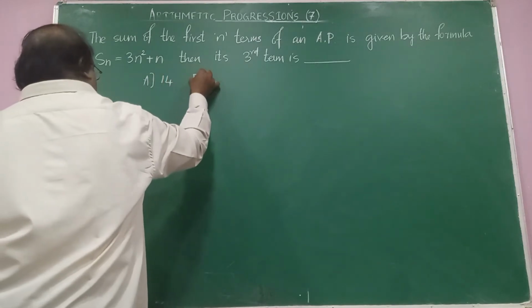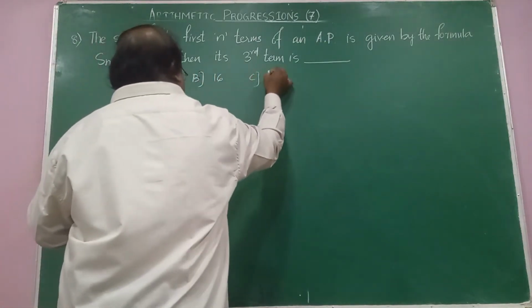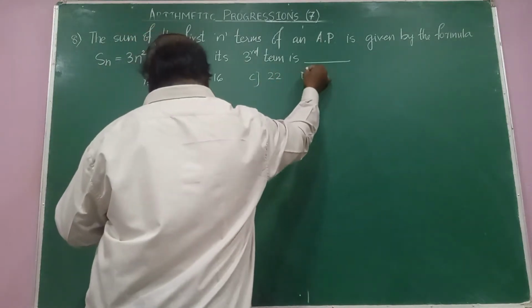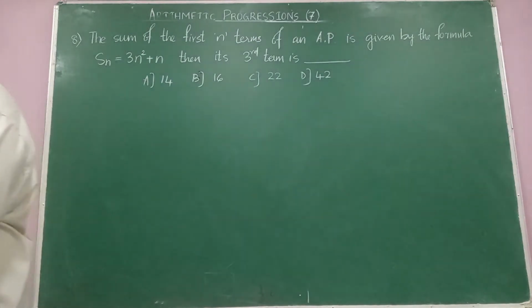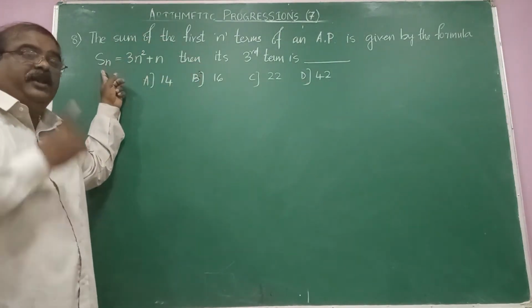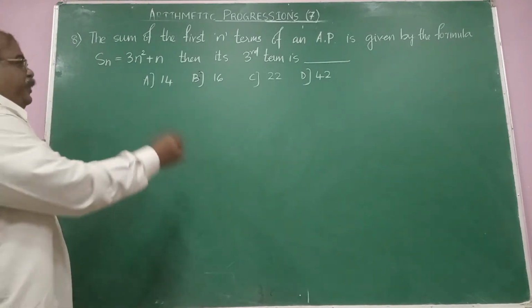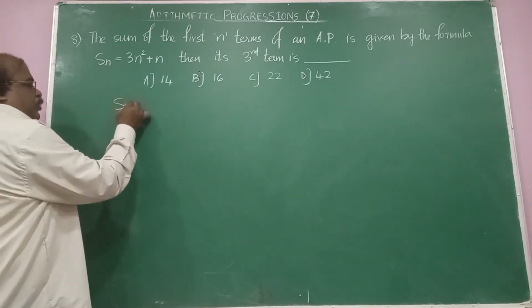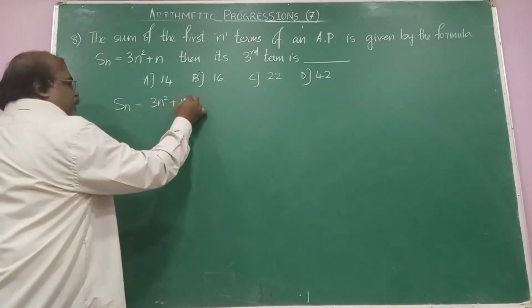Options given: 14, 16, 22 and 42. Now just see what is given to you. The value of Sn. What is the meaning of Sn? Sum of the first n terms. Let me write what is given to you. Sn is equal to 3n square plus n.